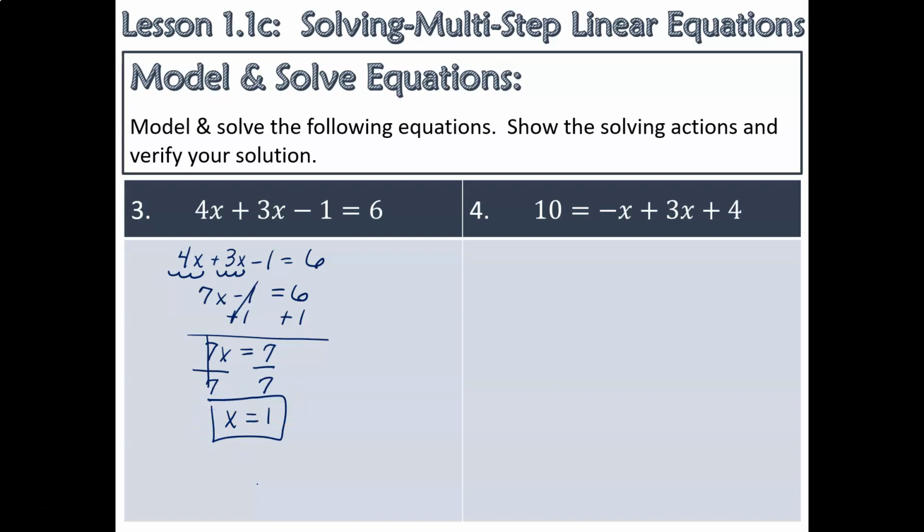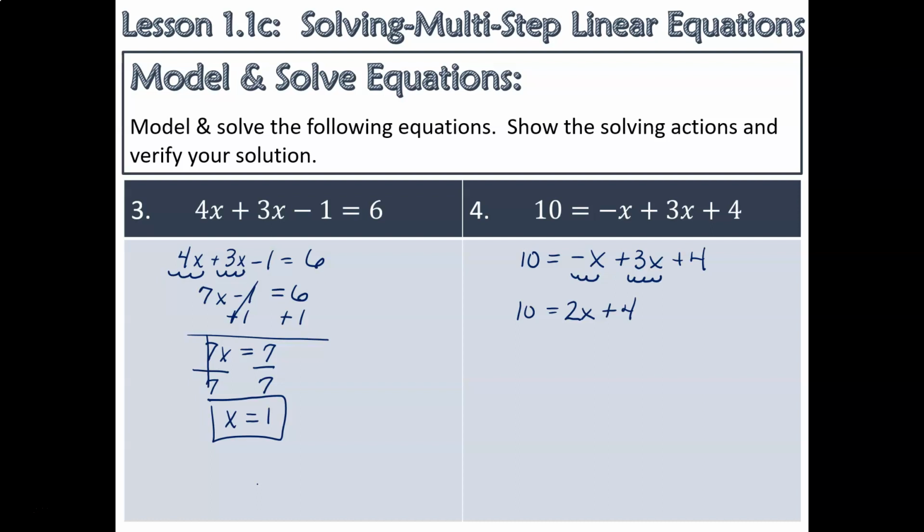Number 4. Lots of you get thrown when the x's are on the right side. Treat it the same way. So I have 10 equals negative x plus 3x plus 4. So we're going to do our first step on our to-do list, and that's to collect these like terms. Remember, we're combining. So we have a negative x and positive 3x. When you add those together, you have positive 2x plus 4.